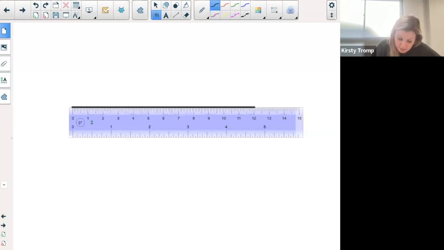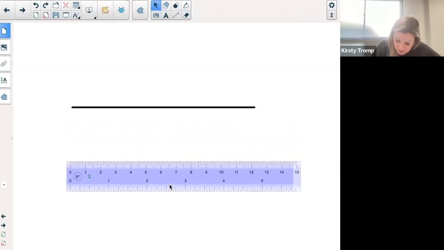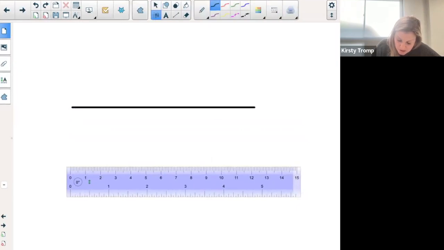Moving on to my next part of this question. Hopefully you managed to draw that line, 12 centimeters. The next part of my question is they told me to call it P, Q.